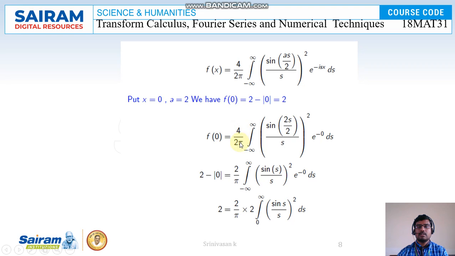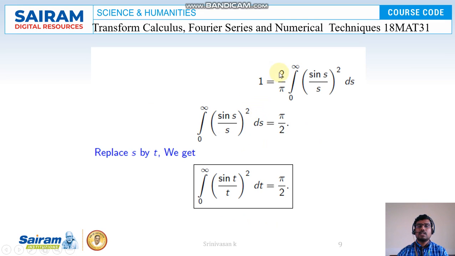So f of 0 equal to 4 divided by root 2 pi integral from minus to plus infinity sin 2s divided by 2 divided by s the whole square, into this term is 1. Taking the opposite direction, we get 1 equal to 2 by pi integral 0 to infinity sin s divided by s the whole square into ds. So integral 0 to infinity sin s divided by s the whole square into ds equals, taking the opposite direction, pi by 2. The deduction is only in t terms. Here the variable is s, so I replaced s equal to t. So integral 0 to infinity sin t divided by t the whole square into dt equal to pi by 2.